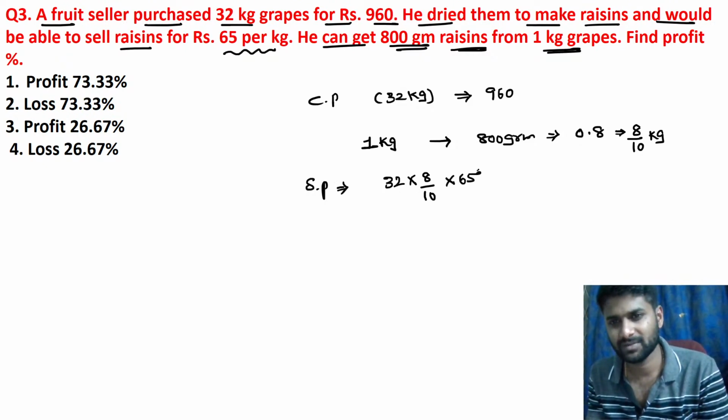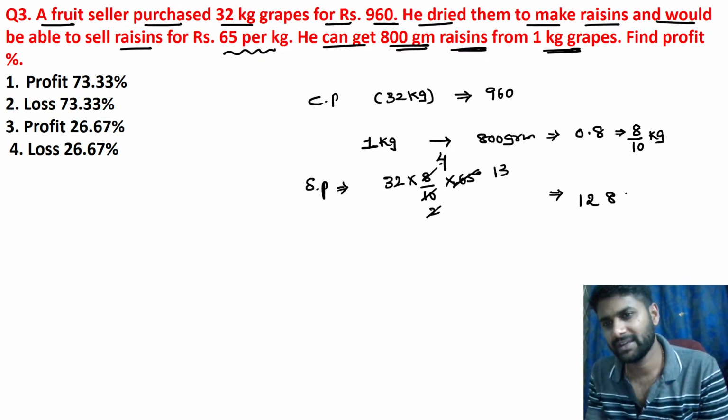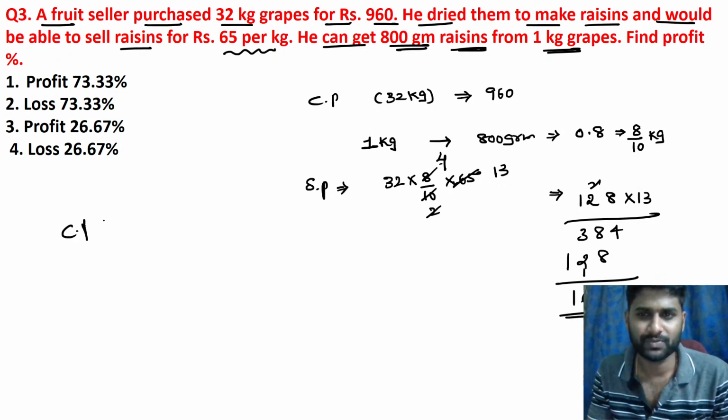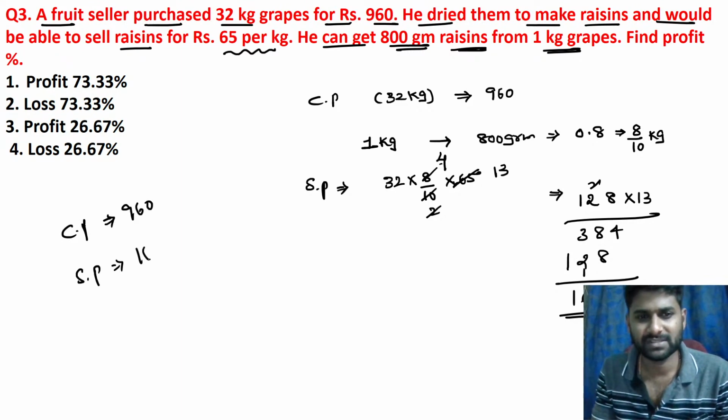Now you just cancel the numbers. 13 here, and 2 times, it becomes 4 times. So finally, 4 twos are 8, 4 threes are 12, 128 into 13. So 24, 3 twos are 6, 6 plus 2 is equal to 8, 3 ones are 3. So the person gets 1664. Observe that here the cost price is equal to 960. Here the selling price is exactly equal to 1664.